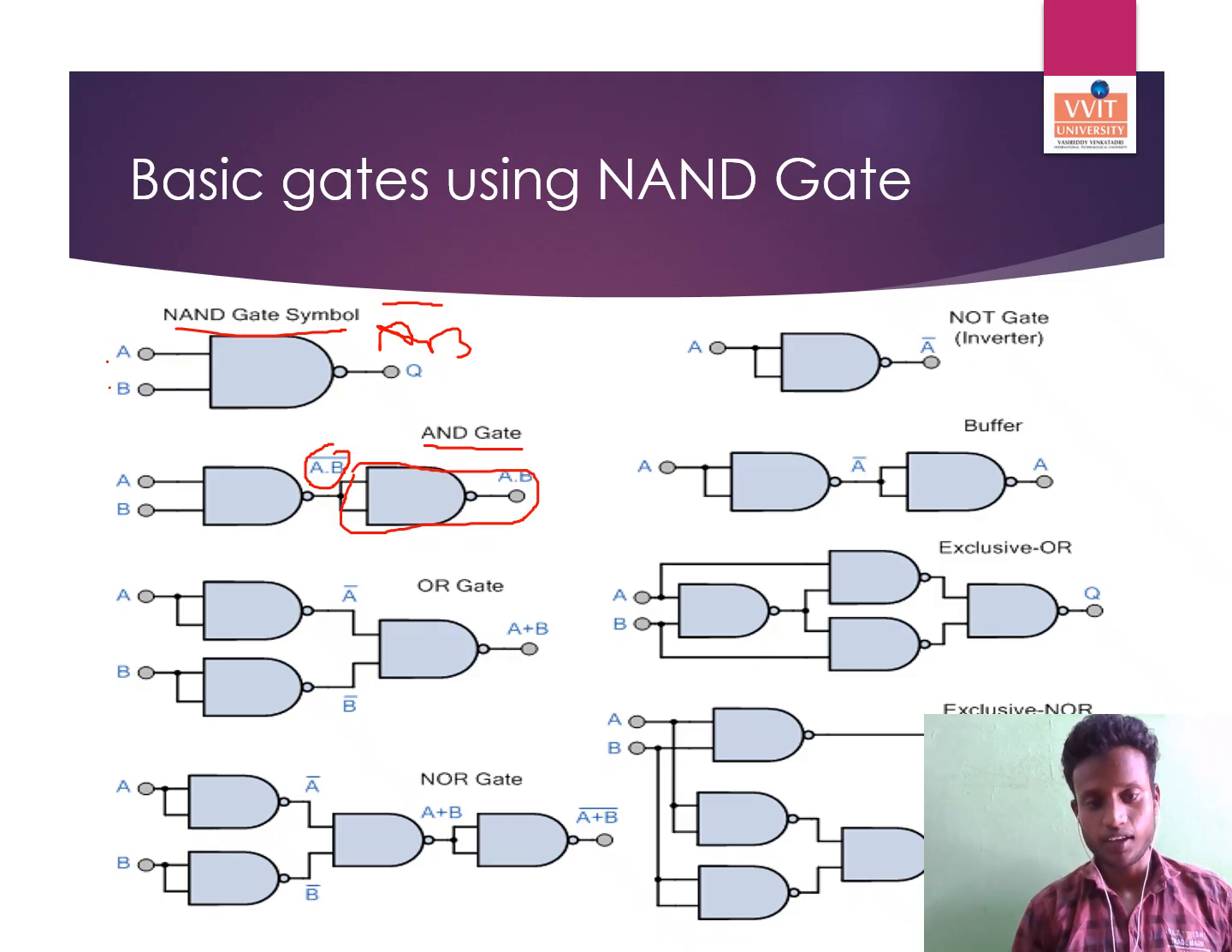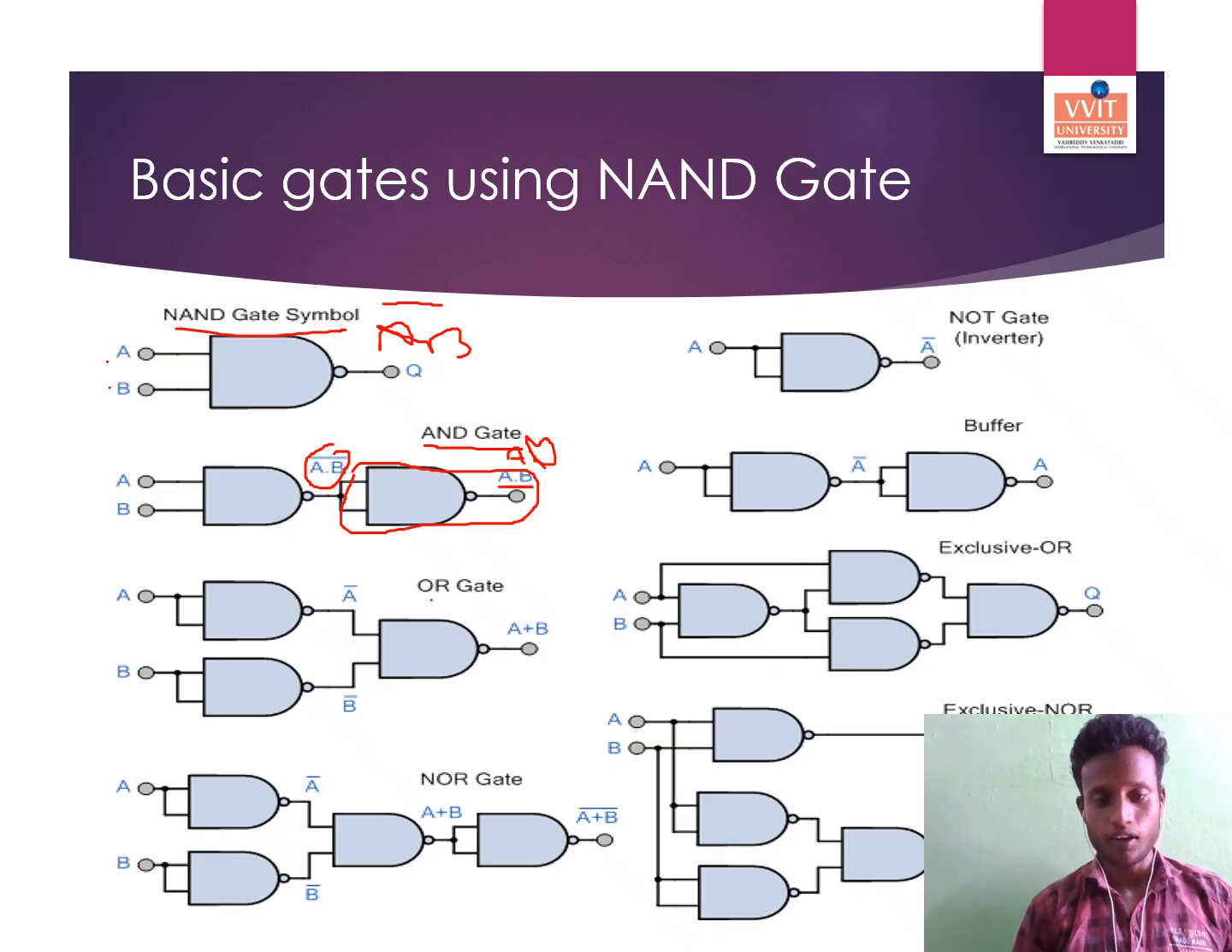It will act like an inverter because we can join the two inputs also. When you give A into B whole bar to the NAND gate, it gives A into B, which is the output of the AND gate.